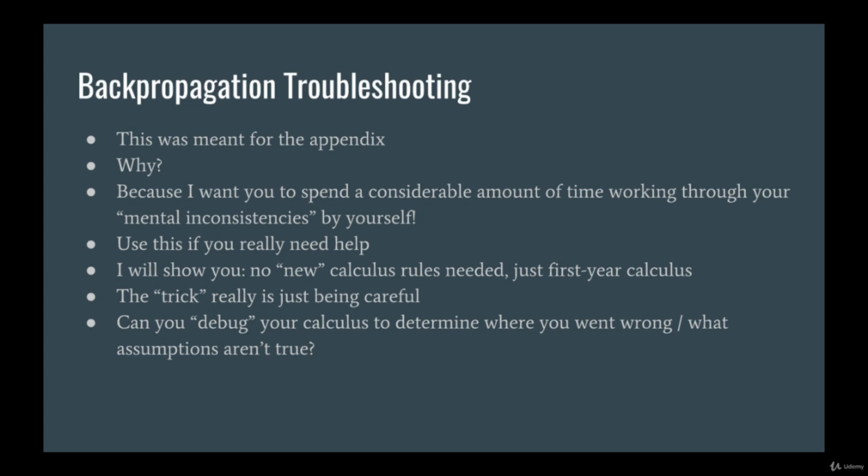In this lecture, I'm going to show you that this derivation really only requires rules of calculus that you already know from first-year calculus, and that the real trick is simply being careful. This is the best kind of homework problem, and you should treat it as such. It's a homework problem where the answer is already given. So there's no guessing. You know what rules you have to apply, and you know what the end goal is. If you fail to reach that goal, you know that this is a failure in your ability to consistently apply the rules of calculus. And so basically, it's just a test of your calculus ability. Can you debug your calculus to figure out which steps were wrong, or where you made an assumption that wasn't true?